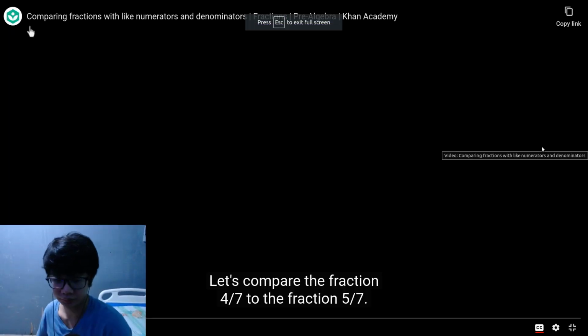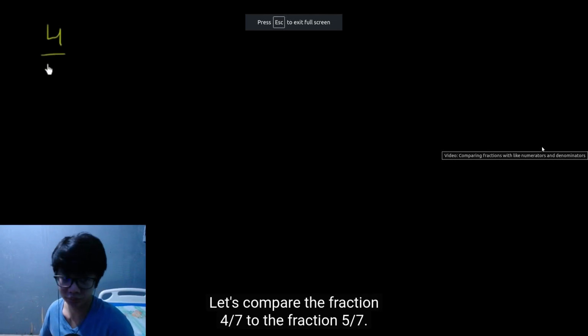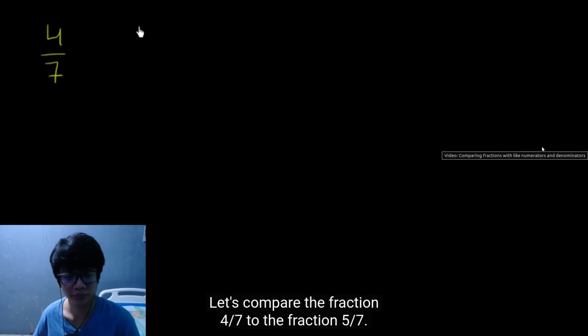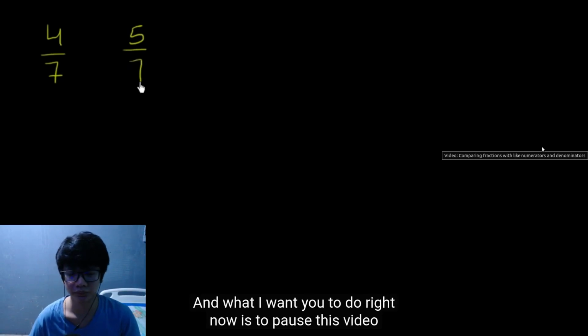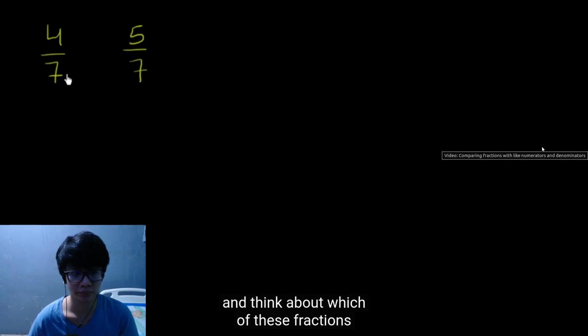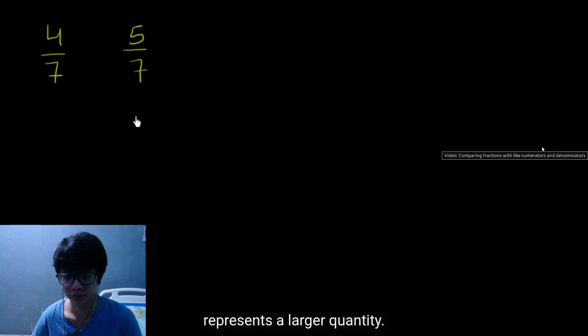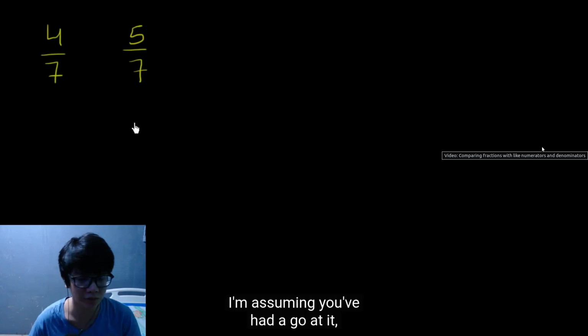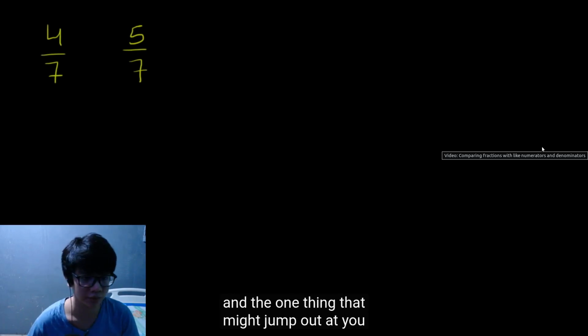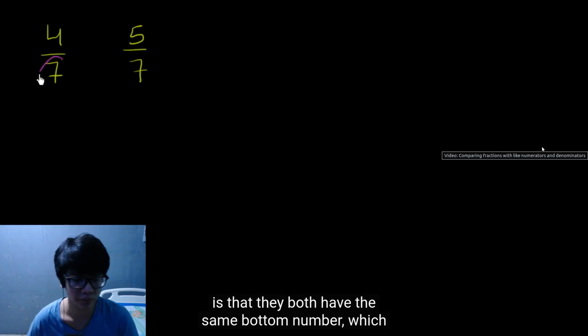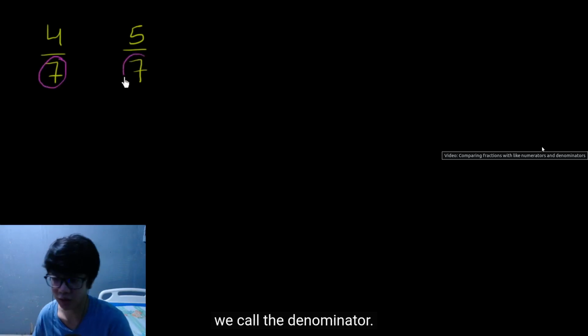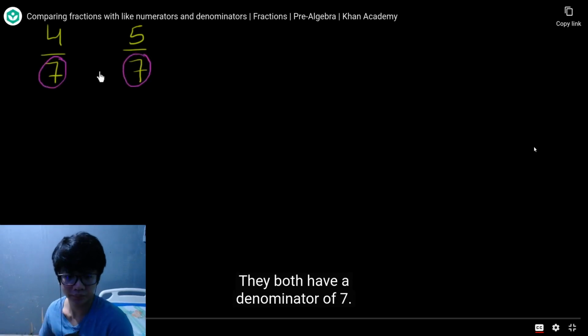Let's compare the fraction 4/7 to the fraction 5/7. What I want you to do right now is pause this video and think about which of these fractions represents a larger quantity. I'm assuming you've had a go at it, and the one thing that might jump out at you is that they both have the same bottom number, which we call the denominator. They both have a denominator of 7.